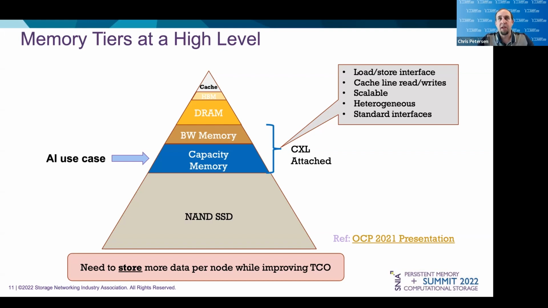We now have a way to attach heterogeneous memory to a system to provide these new memory tiers, and we could take advantage of the capacity versus performance trade-offs that I talked through earlier. This particular AI use case that we covered today falls squarely into the capacity memory tier, as ultimately we need to be able to get as much capacity per machine as possible.